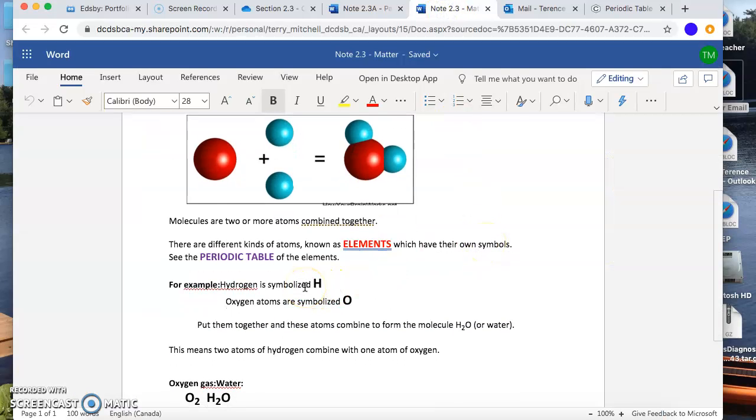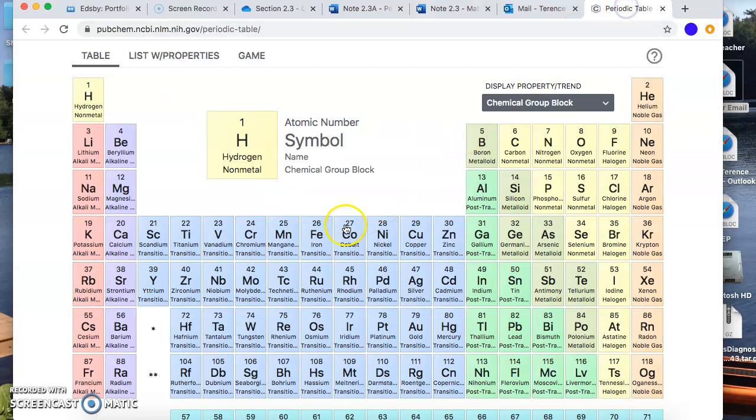Each element is given a symbol. You can see that in the periodic table. So hydrogen is a capital H. Now helium is not a capital H because it's already used, so it's a capital H, small e. If there's only one letter, it'll be a capital. If there's more than one letter, like aluminum here, it'll be a capital followed by a lowercase.